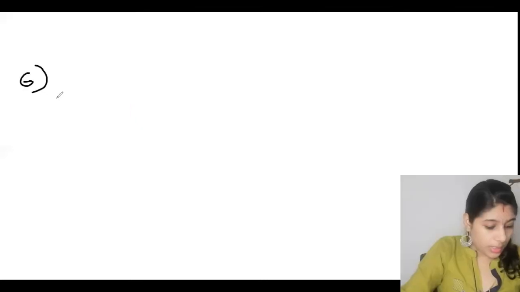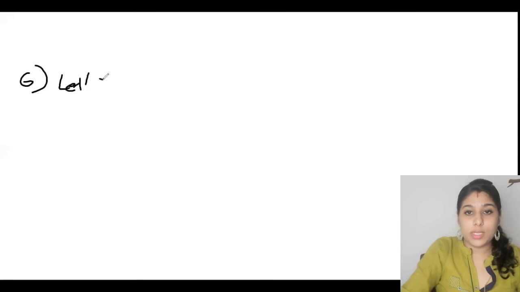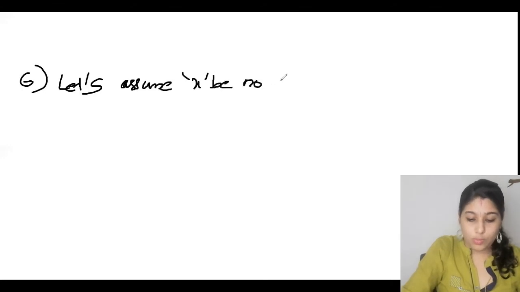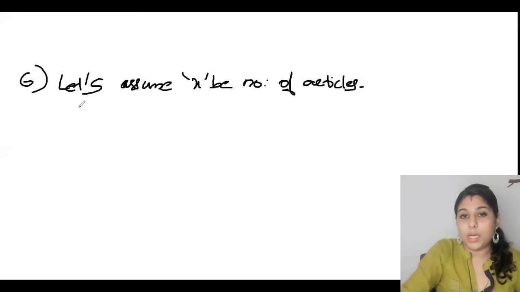Next, the last question of the session, the 6th one. A cottage industry produces a certain number of pottery articles in a day. It was observed on a particular day, the cost of production of each article was 3 more than twice the number of articles. Okay, so let us assume x be the number of articles.